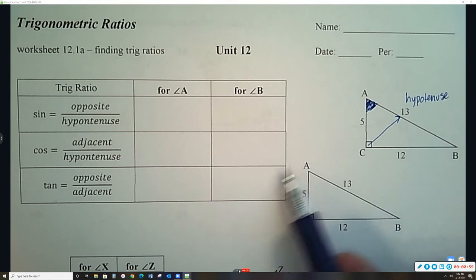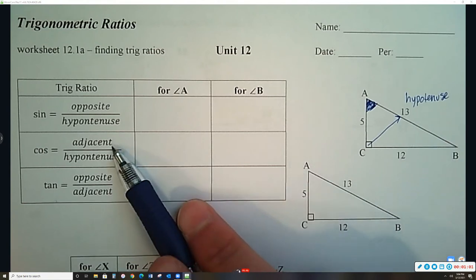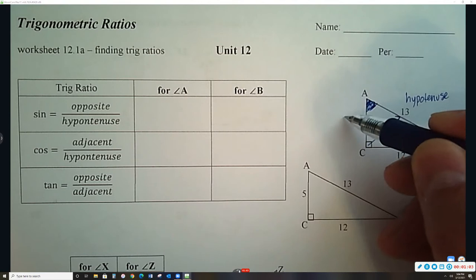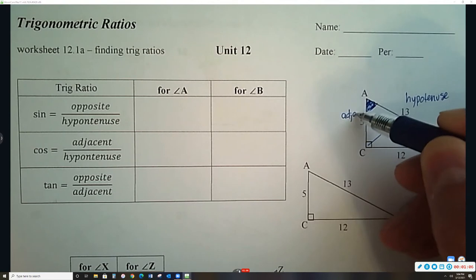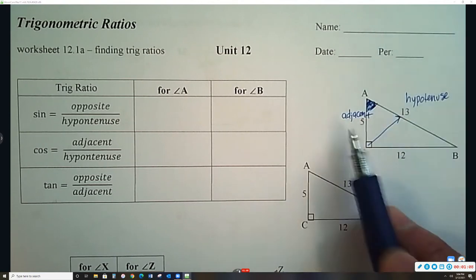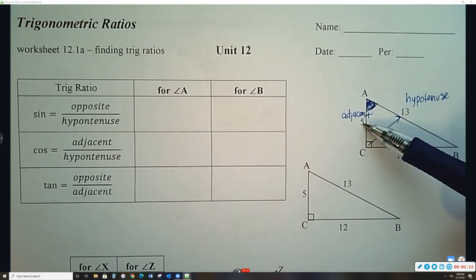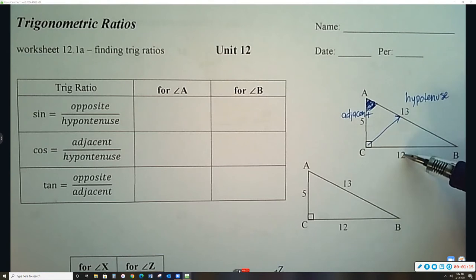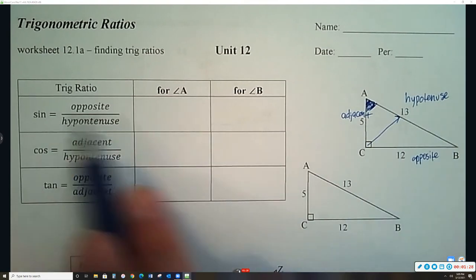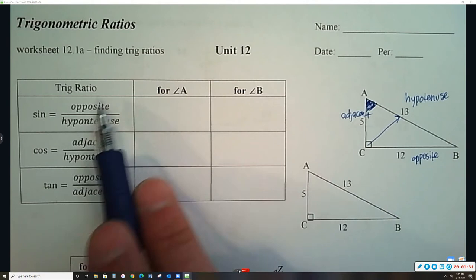Now if you remember from class, I kept saying adjacent means next to. So this leg is the adjacent leg because it's next to angle A. It's right next to it. And then this side over here that measures 12, that's the opposite side because it's across angle A, or it's opposite angle A. Okay?